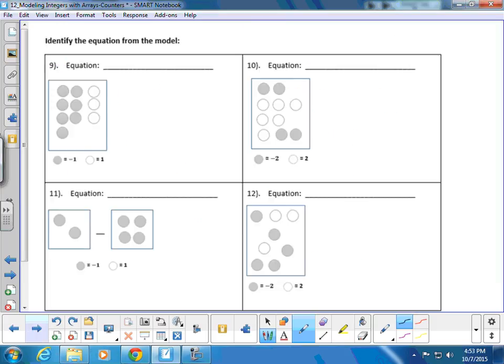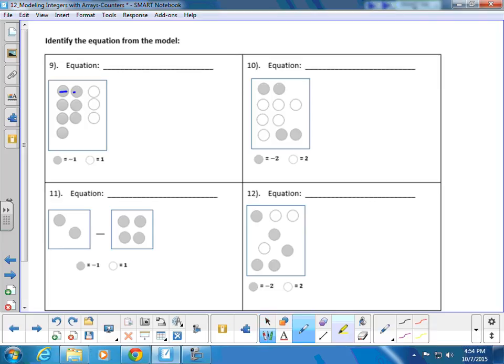Okay, let's look at the other type of problem that you're going to see on your SOL. This is one where they give you the model and they ask you to identify the equation. When you're looking at these problems, I am going to caution you, always look at the key that they give you. So for this one, each gray circle is worth a -1, and each white circle is worth a +1.